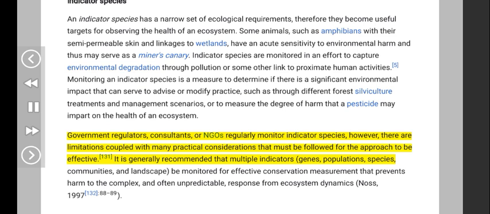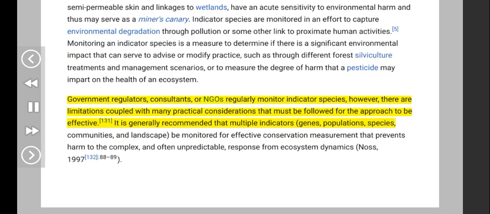Government regulators, consultants, or NGOs regularly monitor indicator species. However, there are limitations coupled with many practical considerations that must be followed for the approach to be effective. It is generally recommended that multiple indicators, genes, populations, species, communities, and landscape be monitored for effective conservation measurement that prevents harm to the complex, and often unpredictable, response from ecosystem dynamics.